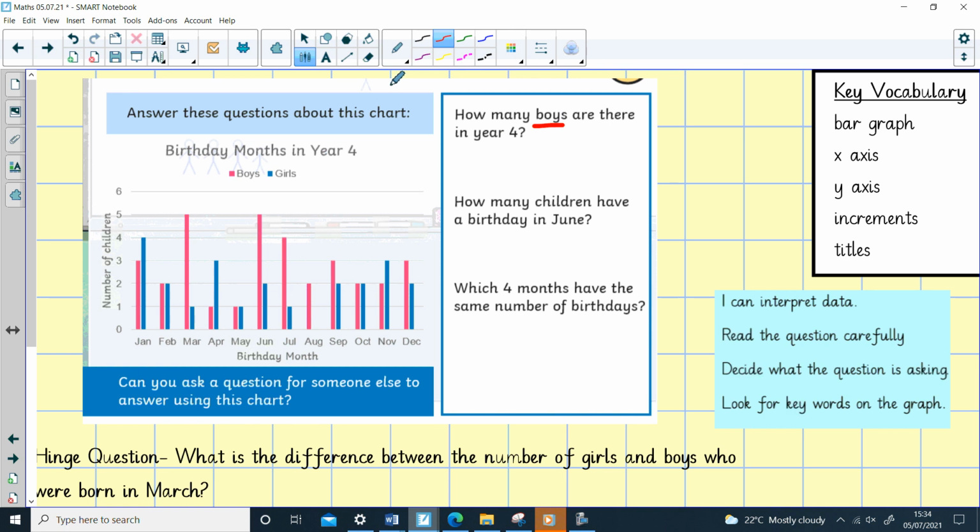in this year group. Okay, remember my boys were the pink bars on my graph. So what I'm going to have to do is work out the total number of boys.